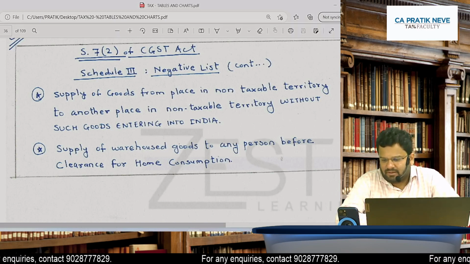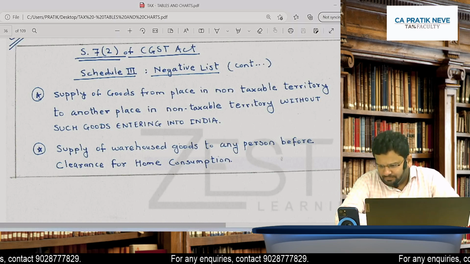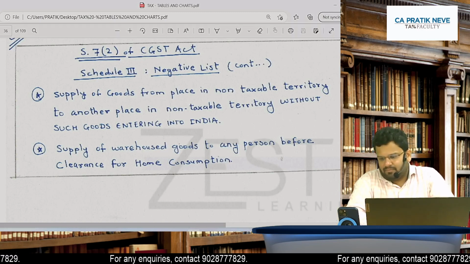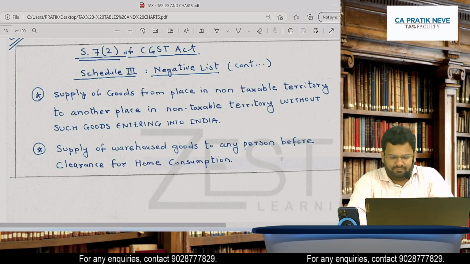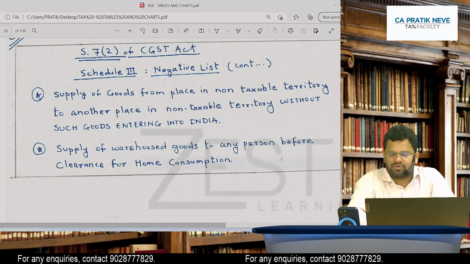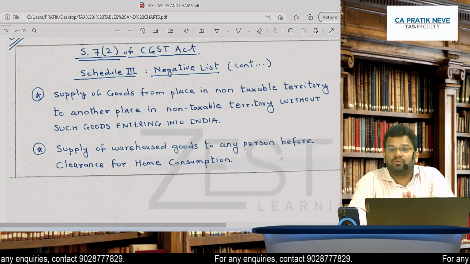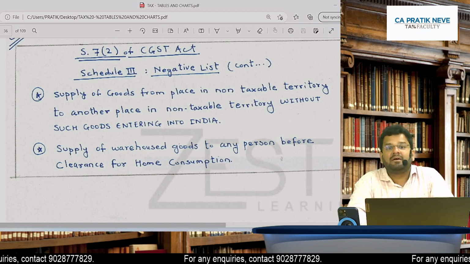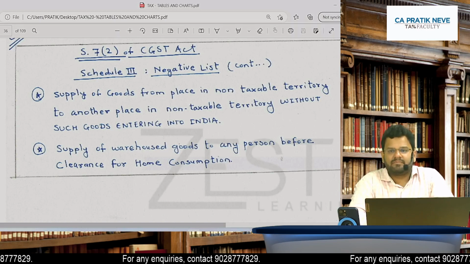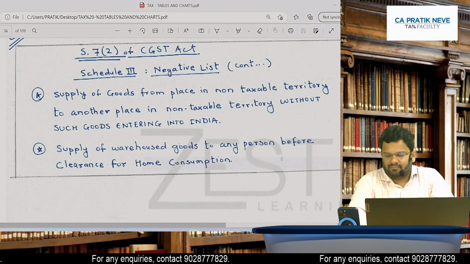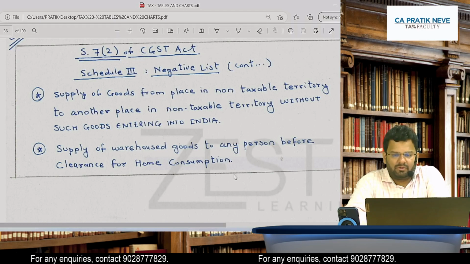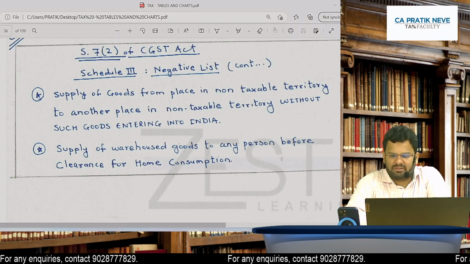Agreed? Anisha, I would like to tell you, supply to SEZ and supply in foreign countries, that is exports, these two we cannot say that they don't fall in supply. They are supply, but they are zero rated. Agreed? Yes. Okay, good. I hope you have understood all these things. Can we go ahead?